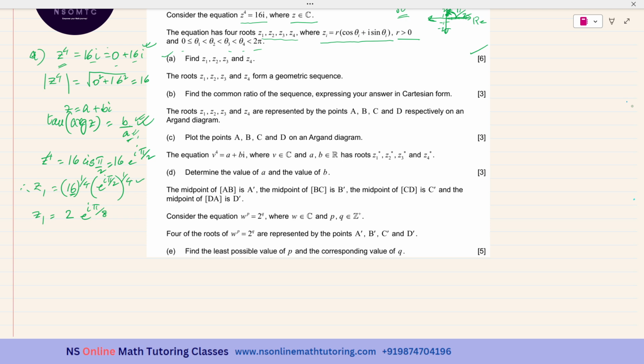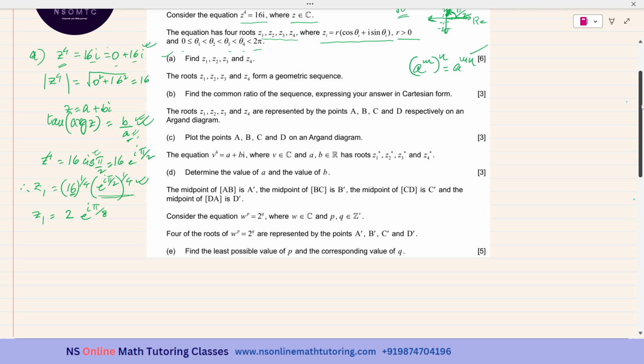It follows the laws of indices. It is exactly following the same law of indices that you have: a to the power of m whole raised to the power of n is equal to a raised to the power of m times n. So this in cis form, if you write the z to the power of 4 in cis form, it will be cis pi over 2 times 1 over 4. That is de Moivre's theorem.